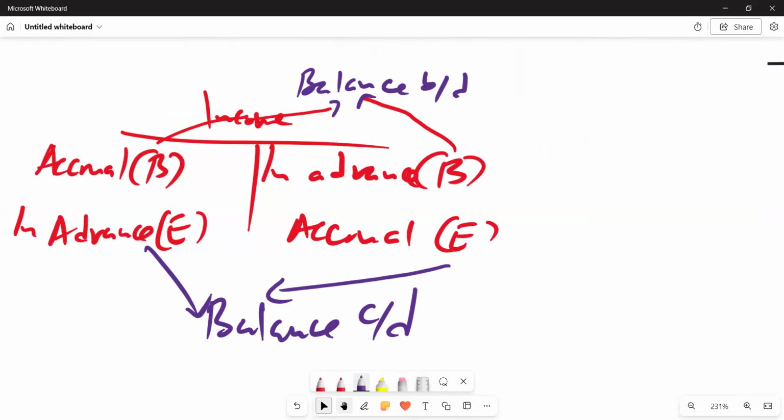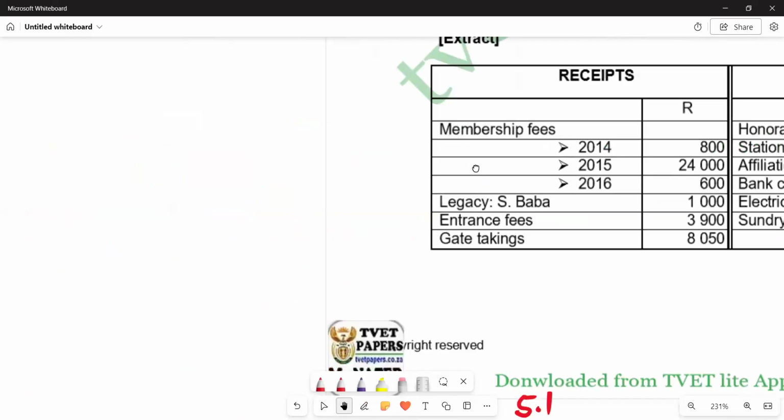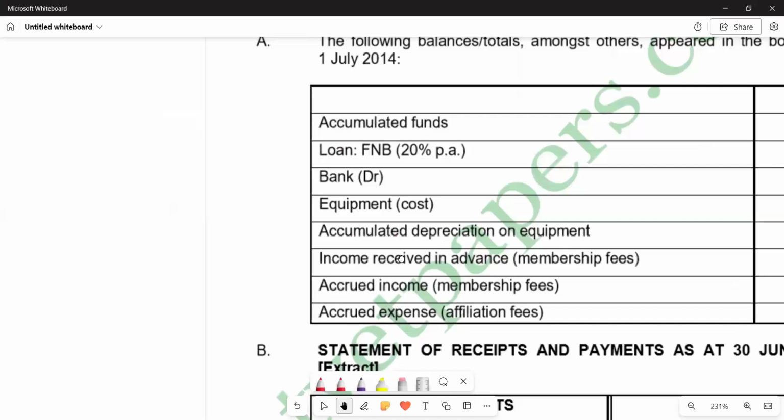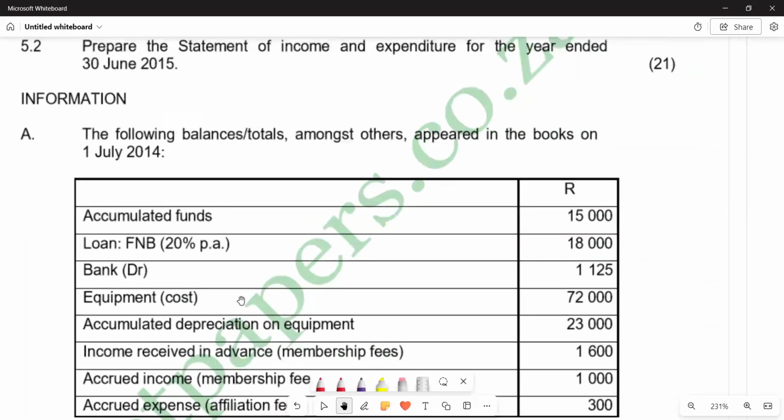So let's go to the question and see the list of balances that were given at the beginning of the year. If you come here, you see that these are the balances that were given at the beginning of the year. It reads: the following balances or totals, amongst others, appeared in the books on 1 July 2014, and that's where the year is starting. Remember, our year is ending on 30 June 2015.